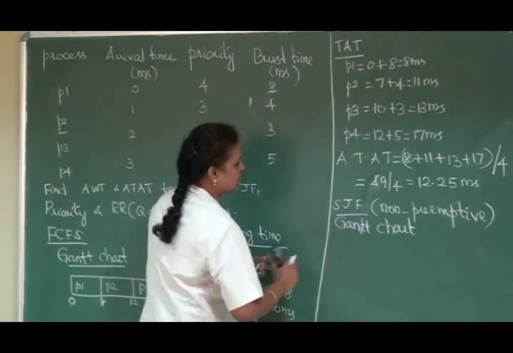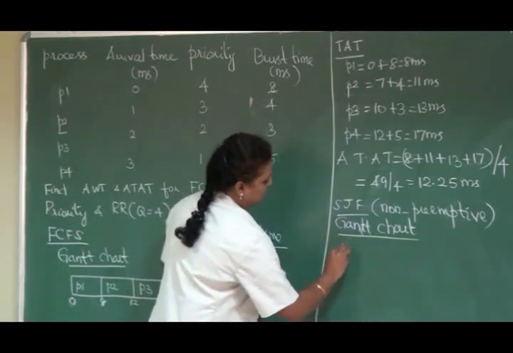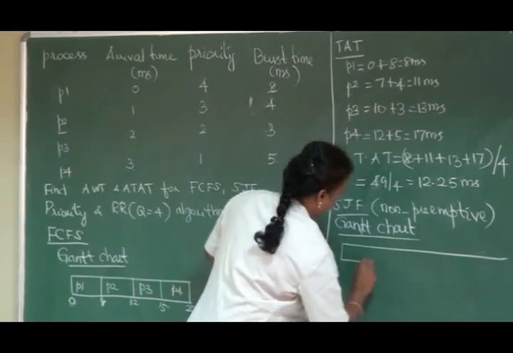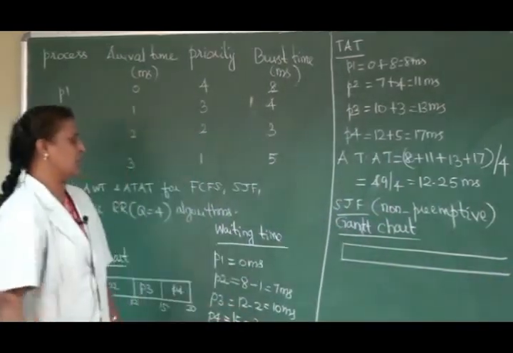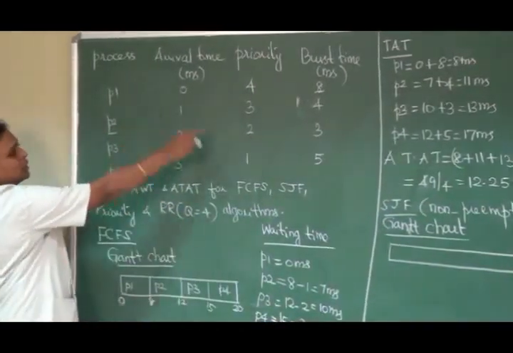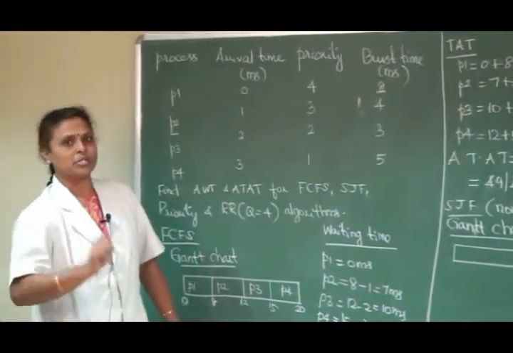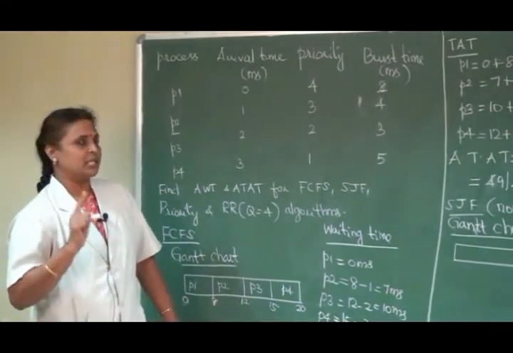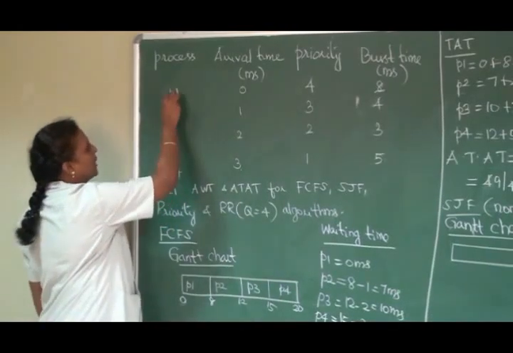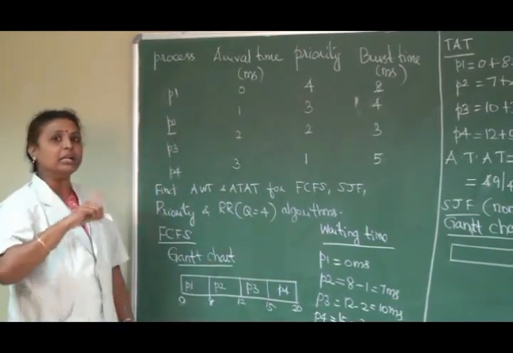Then from the Gantt chart we can calculate waiting time and turnaround time. So here SJF is nothing but a process with the smallest burst time getting the CPU. Here all these processes arrive at different times.